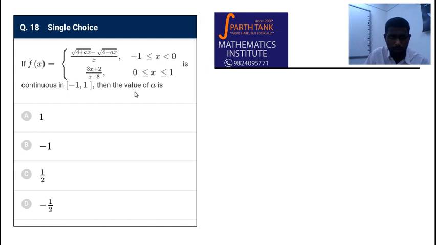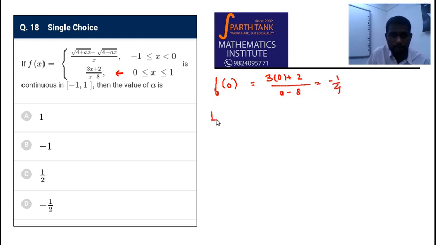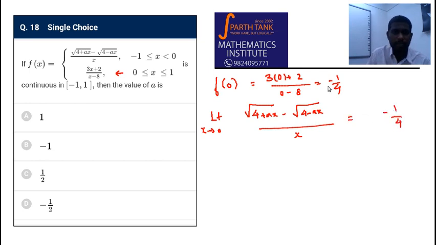So first of all, what should be the value of a if the function is continuous? It would be continuous if the limit of this function as x tends to 0 is equal to f of 0. So what is f of 0? f of 0 can be computed from here, right? So that is (3 into 0 plus 2) by (0 minus 8), which is minus 1/4. So the limit as x tends to 0 of (root of 4 plus ax minus root of 4 minus ax) by x should be equal to minus 1/4 if the function is to be continuous in this interval minus 1 to 1.